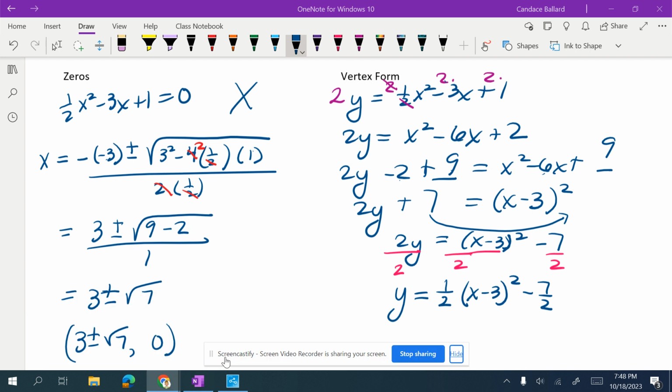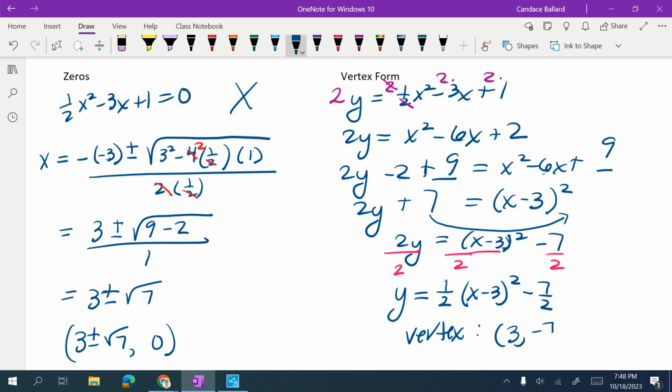Oh, the vertex, I almost forgot to write it. The vertex, remember, I'm going to change the sign on anything inside the parentheses, and then I keep the sign on something outside. It's okay that that's a fraction, not a big deal.